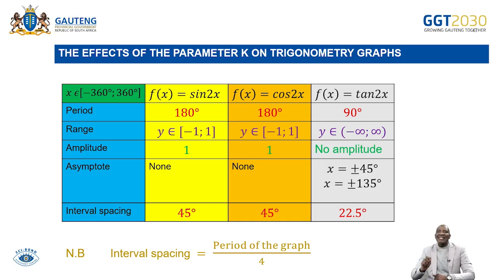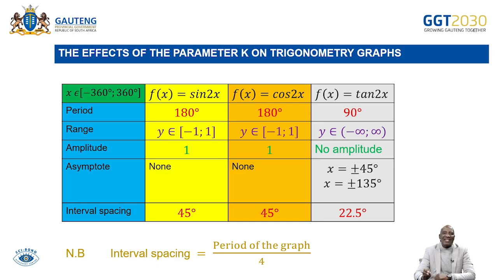We see the range stays the same as in the mother or original graphs. Some people normally call it the mother graph, that's the original standard graph. Then the amplitude is 1 for both, with no amplitude for tan. You'll remember the asymptotes for the standard were plus or minus 90, plus or minus 270. This time around, our asymptotes are plus or minus 45 degrees and plus or minus 135 degrees in the interval, which is basically the original lines of asymptotes divided by 2, the x values thereof.